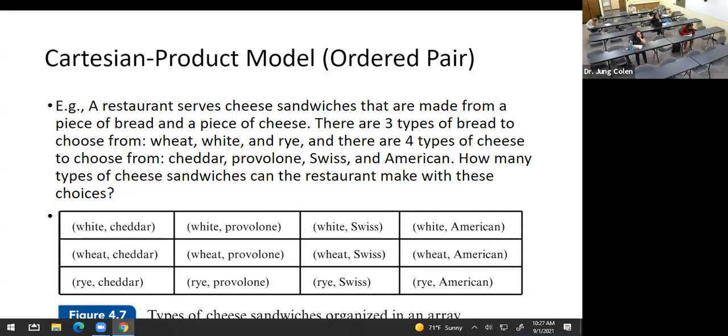So if I use a tree diagram using the same information, we can start from 3 bread. So we have wheat bread, white bread, and rye bread. Rye is my husband's favorite. I don't know why. Anyways, if you have wheat bread, you still can have 4 different types of cheese, right?